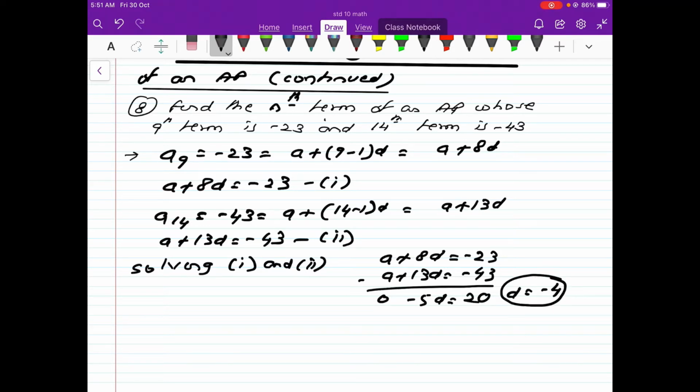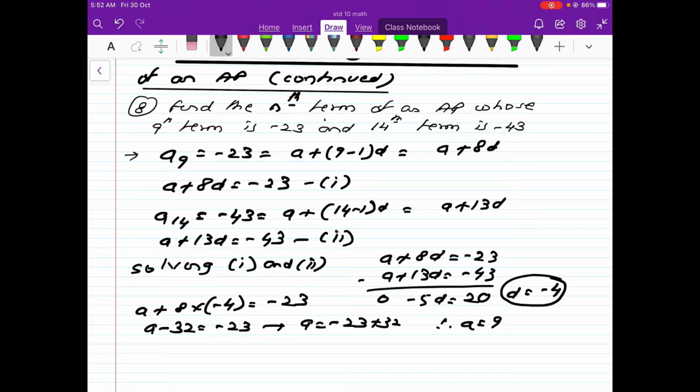Now using this value d is equal to minus 4, I will put it in equation 1. So this is a plus 8 into d, so d is minus 4, is equal to minus 23. So this is a minus 32 is equal to minus 23. So what is a? It is minus 23 plus 32. So we are getting a is equal to 9.